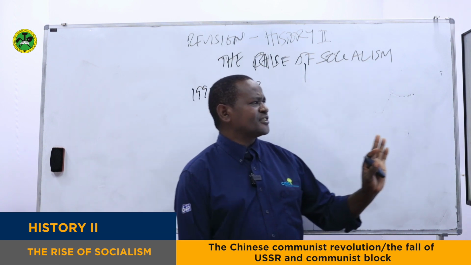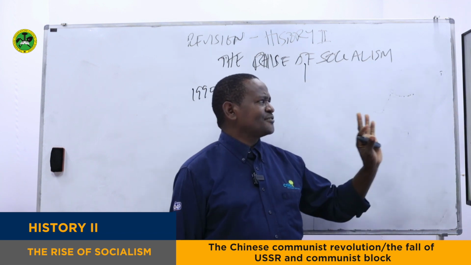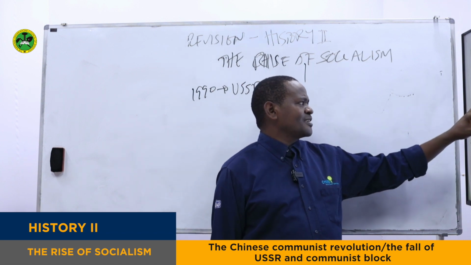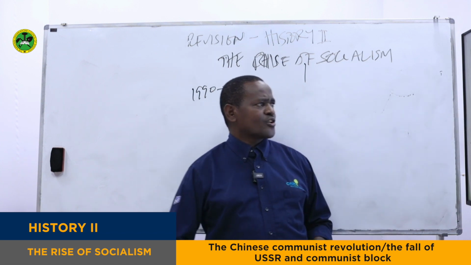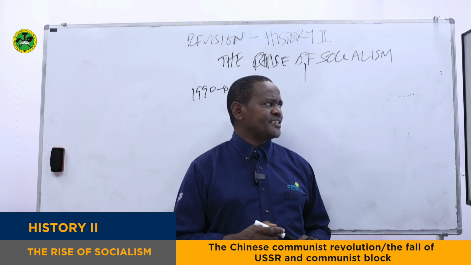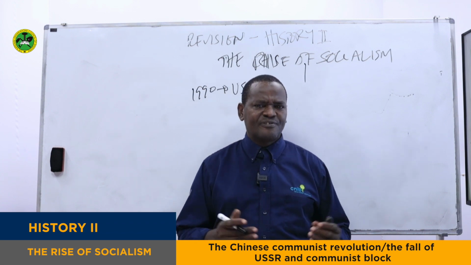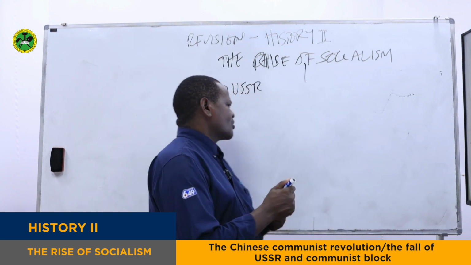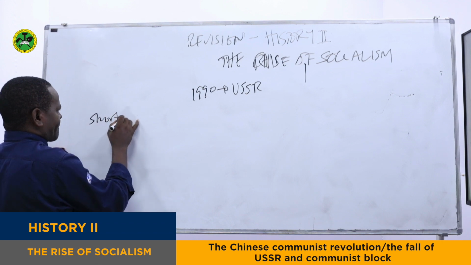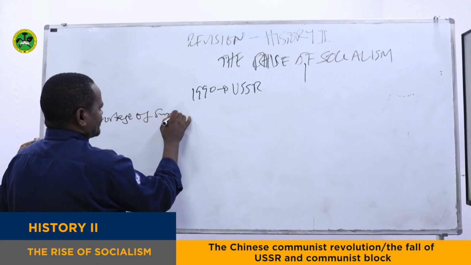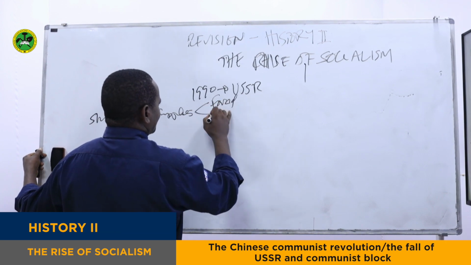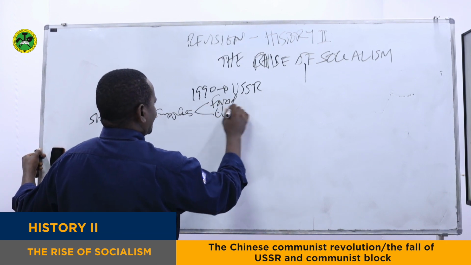So let's now look at the reasons for the collapse of the Soviet Union. Why did the Soviet Union and the Eastern Bloc collapse? It collapsed because of the following reasons. One, the economic crisis in the Eastern European countries. They were facing some economic crisis. These people were facing the problem of shortage of supplies. By supplies here, we refer to food, clothes, and shelter.